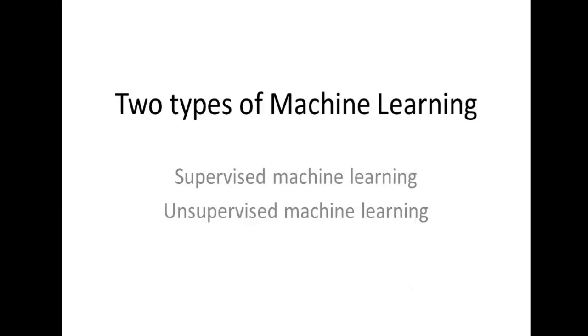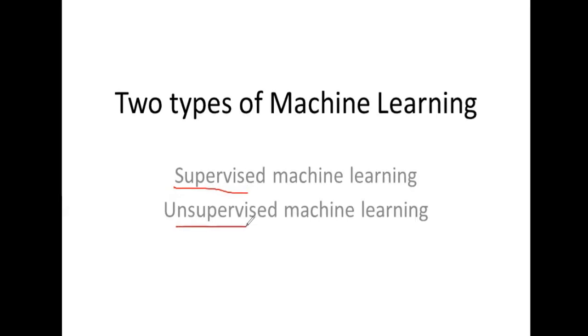Now, there are two types of machine learning: supervised machine learning and unsupervised machine learning. As the name says, supervised machine learning is supervised by something. And what is that thing? That is the labels of our data. I will discuss that in a bit. Unsupervised machine learning is not supervised by labeled data. Now let's look at some examples.